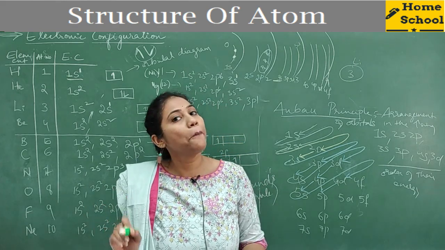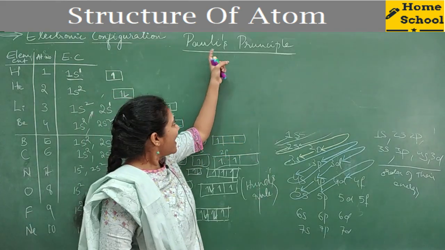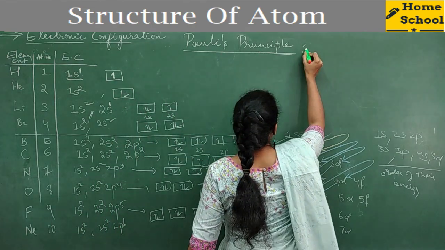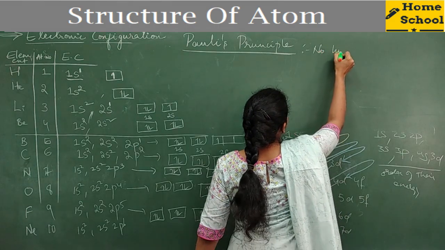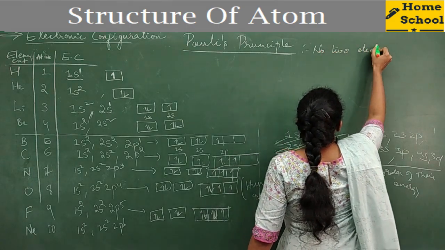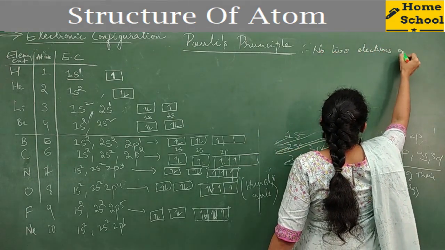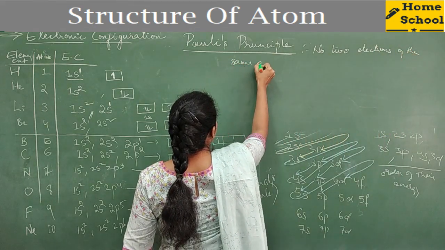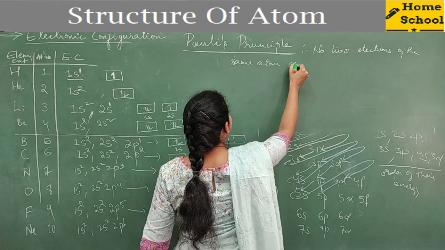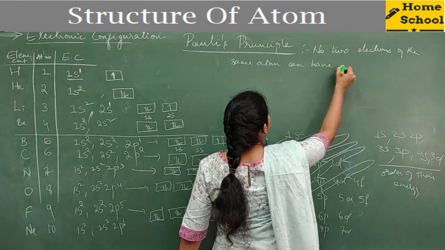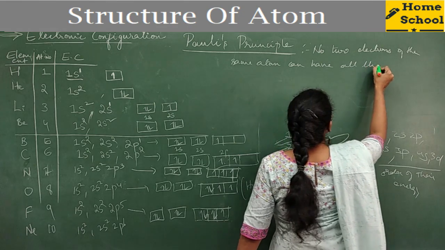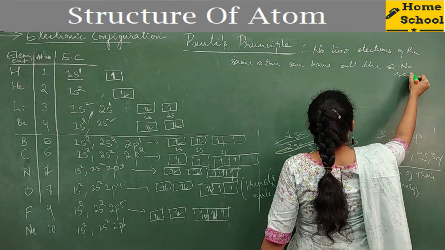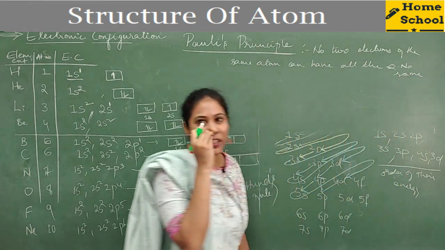Let us see what Pauli's principle is. Try to understand the definition of Pauli's principle first. The definition says that no two electrons of the same atom can have all the quantum numbers the same. So what do you mean by this definition?